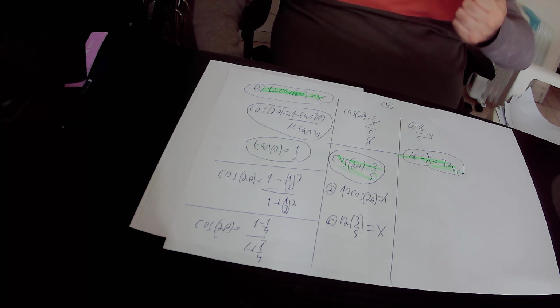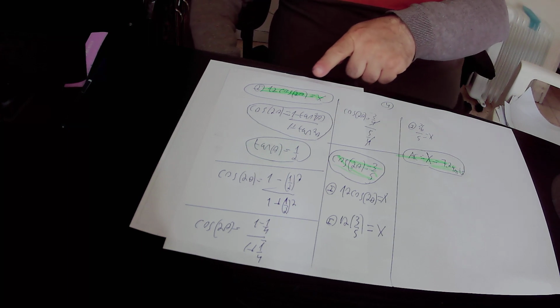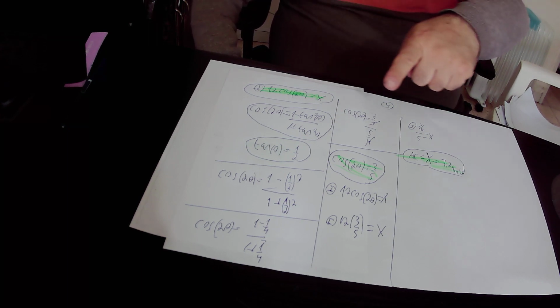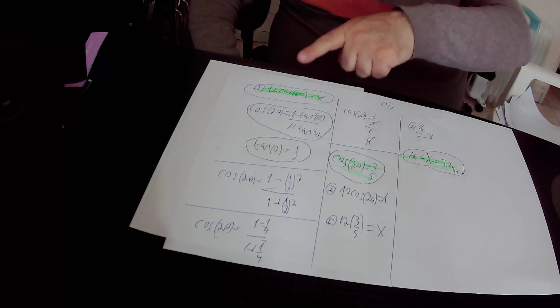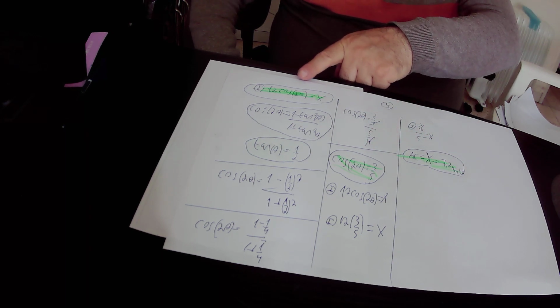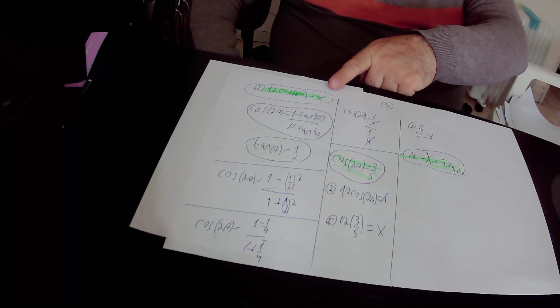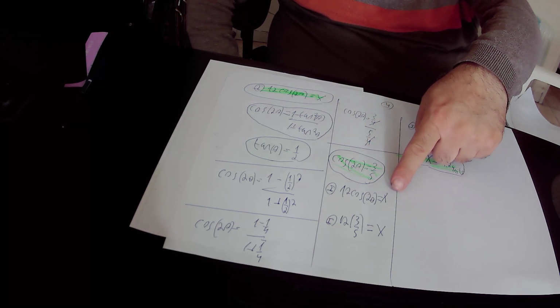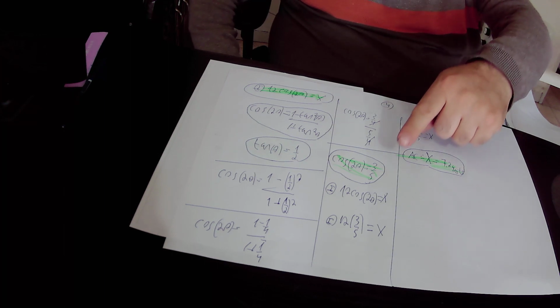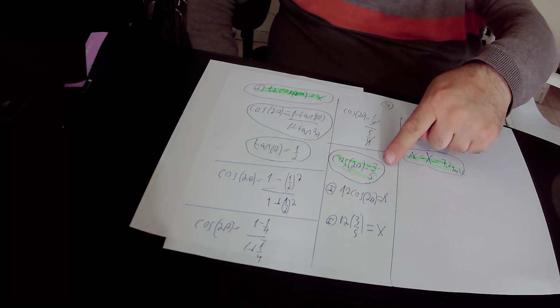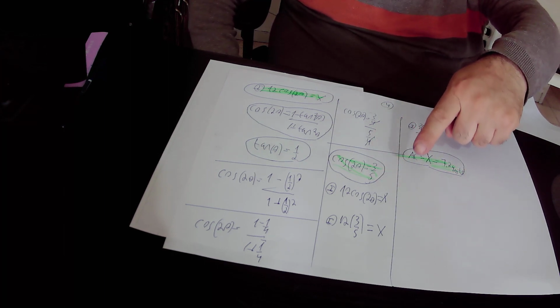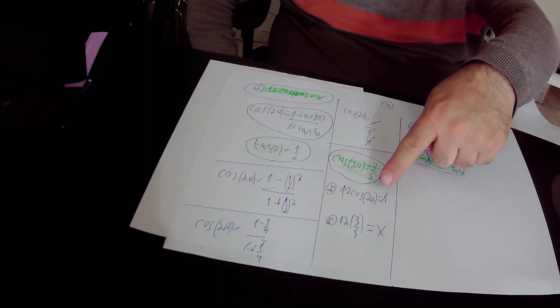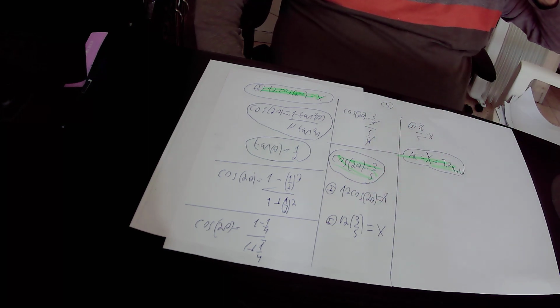Now we can substitute cosine 2 theta in equation number 1 by 3/5. According to equation number 1, 12 times cosine 2 theta equals x. We substituted cosine 2 theta by 3/5, and we got that 12 times 3/5 is equal to x.